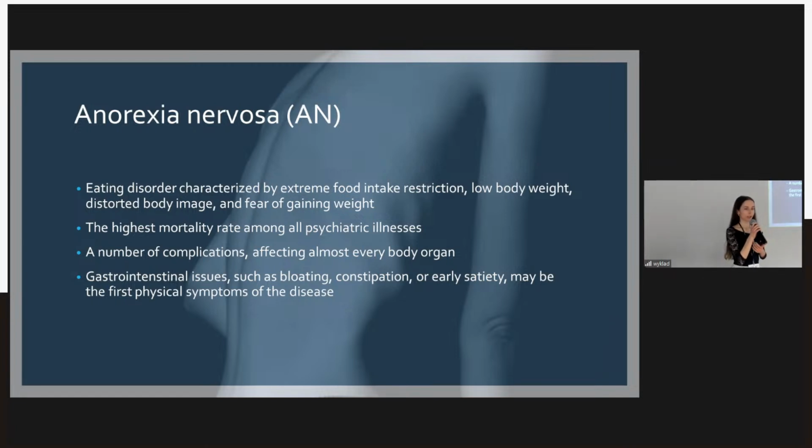Anorexia has the highest mortality rate among all the psychiatric illnesses, and interestingly, this mortality seems to be higher among men than women. The vast majority of these deaths can be attributed to a number of complications which affect almost every body organ, and those are metabolic, cardiovascular, neurological, and gastrointestinal symptoms, such as bloating, constipation, or early satiety, which might be the first noticeable physical symptoms of the disease.